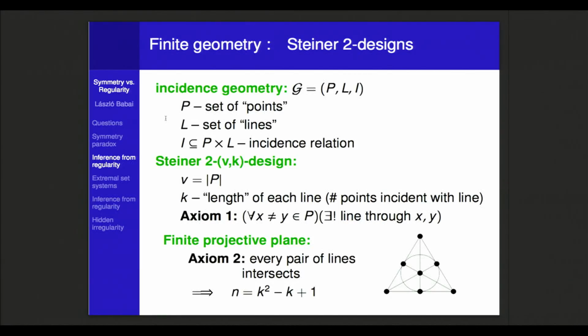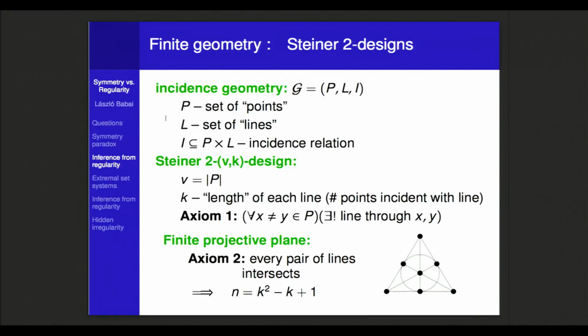A case of these are the Steiner 2 designs, where v and k are the parameters. v is the number of points, and k is the length of each line. So this means the number of points incident with each line. So this is a uniform system. Every line has the same number of points, and there is a geometric axiom. The geometric axiom is that for every pair of distinct points, there is precisely one line passing through them. That's what makes it a Steiner design, and that's what gives it this geometric feel.